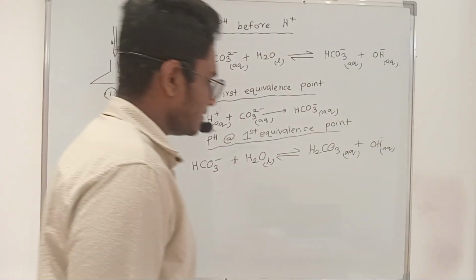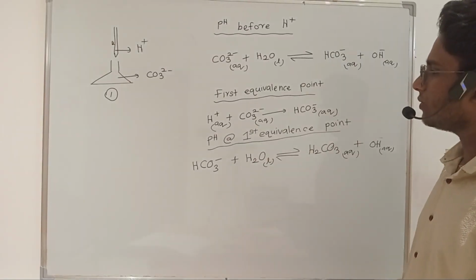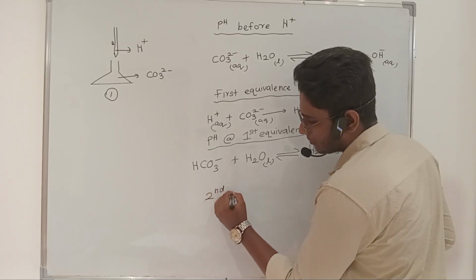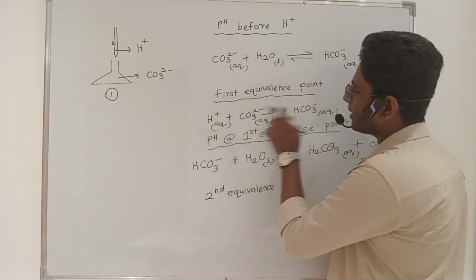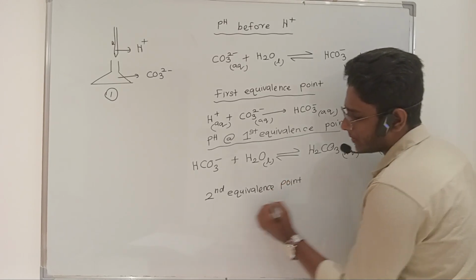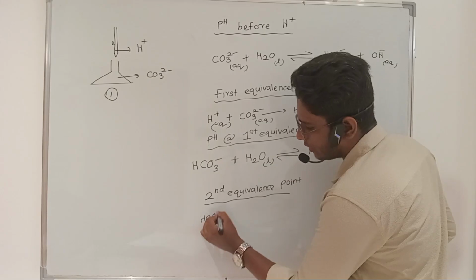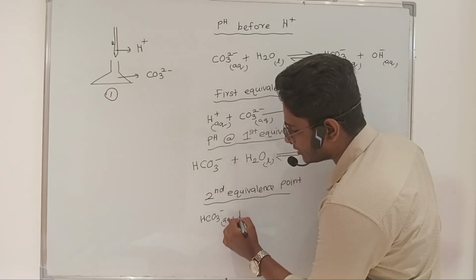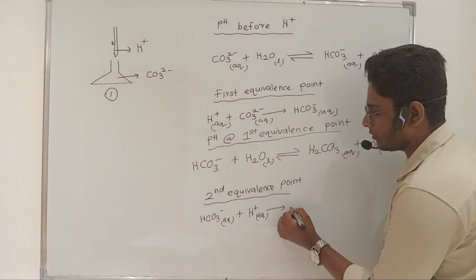Now the next question they will ask is about the second equivalence point. What happens at the second equivalence point? Now only bicarbonate is remaining in the solution, because all of the carbonate has been converted to bicarbonate at the first equivalence point. At the second equivalence point, you'll be further adding H plus, so the bicarbonate will be reacting with the added H plus. And what will it form? It will be forming carbonic acid.